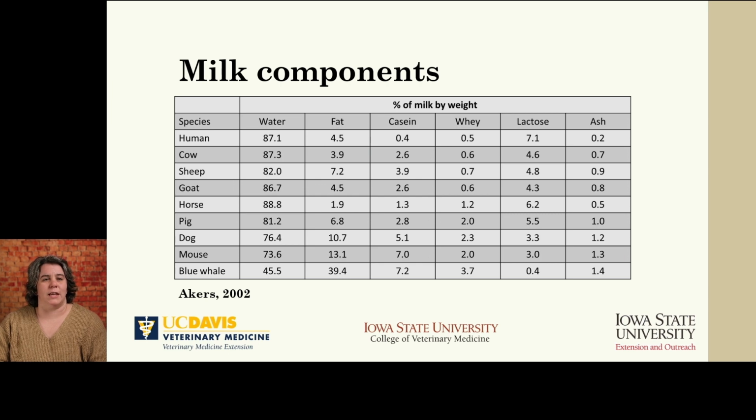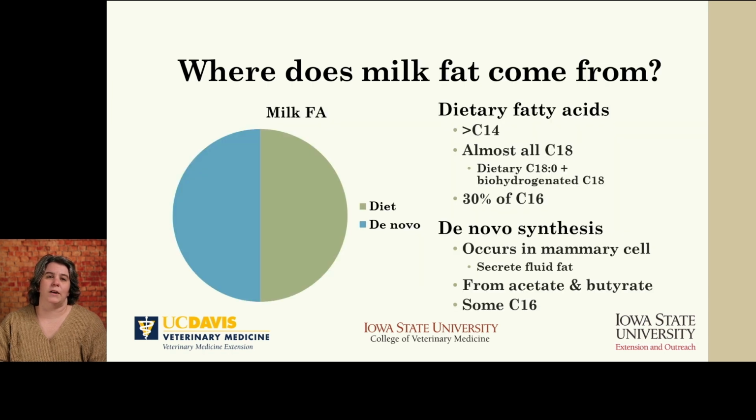Milk fat, you can see in the cow, averages around 4%. In the goat and the sheep, it's going to average a bit higher. The goat, we're looking at 4.5%, and that varies quite a bit within a species as well, all the way up to the blue whale, which has a 39% milk fat. And if you look at casein and whey, those are two different types of milk protein. We'll talk more about those components in the milk protein presentation, but you can see those vary quite a bit as well.